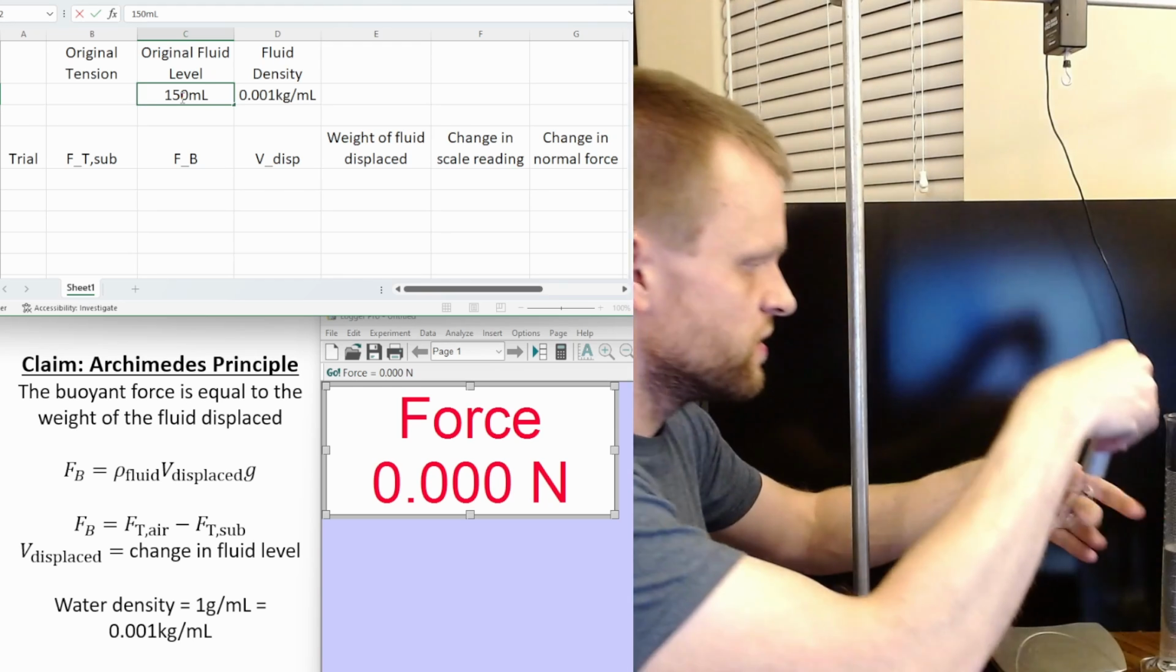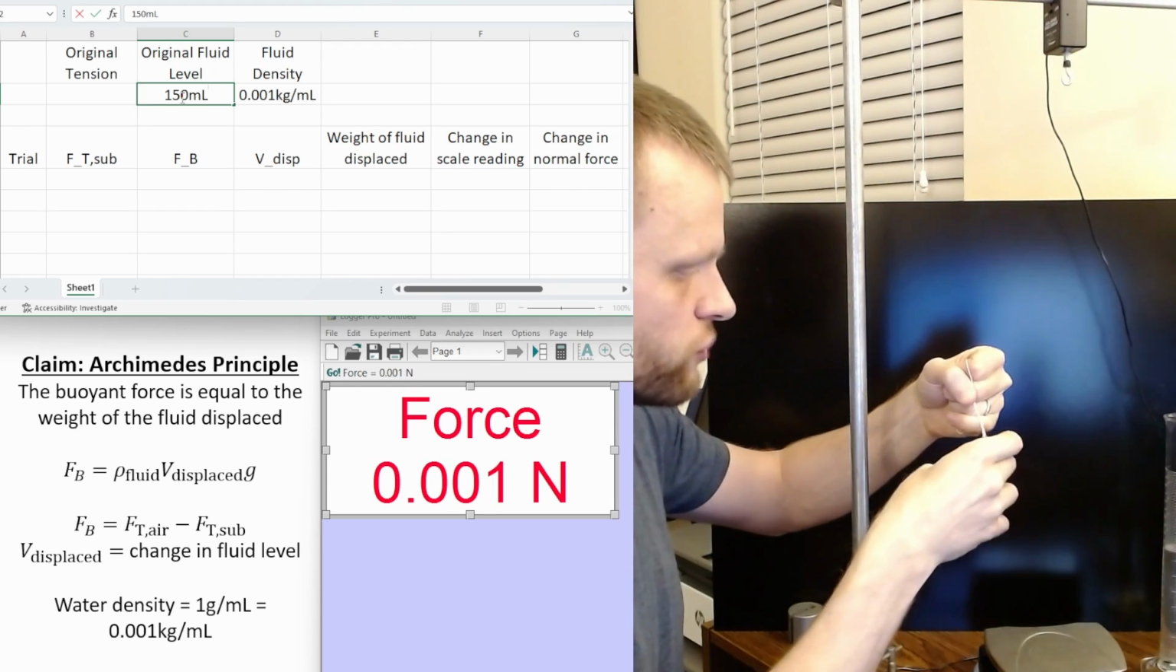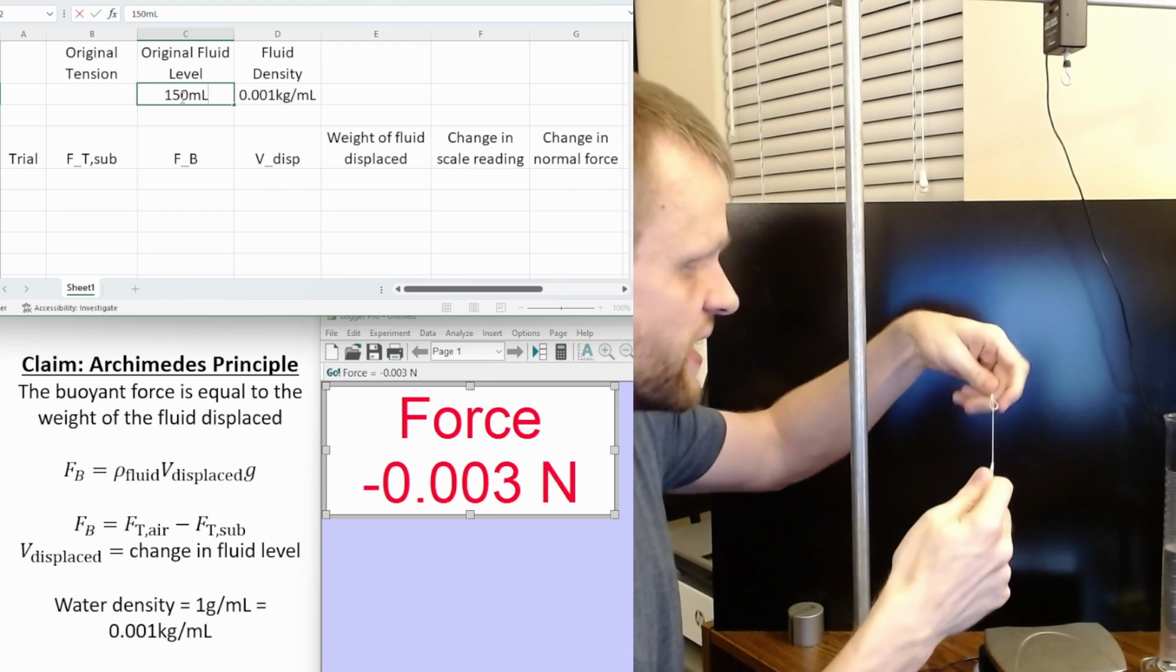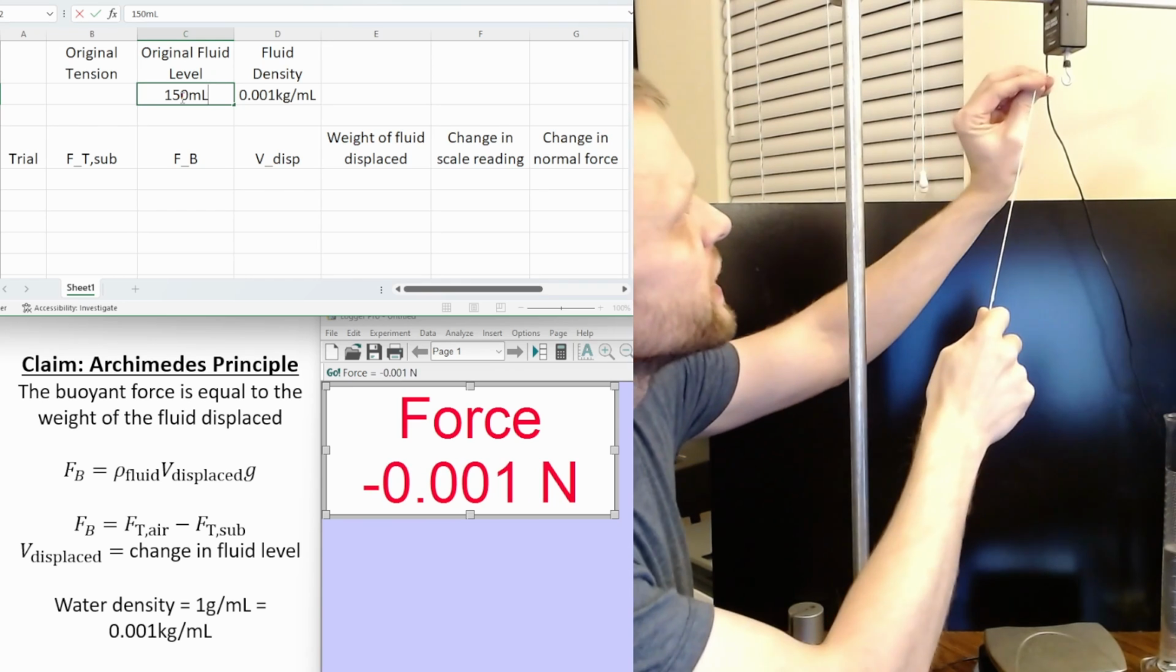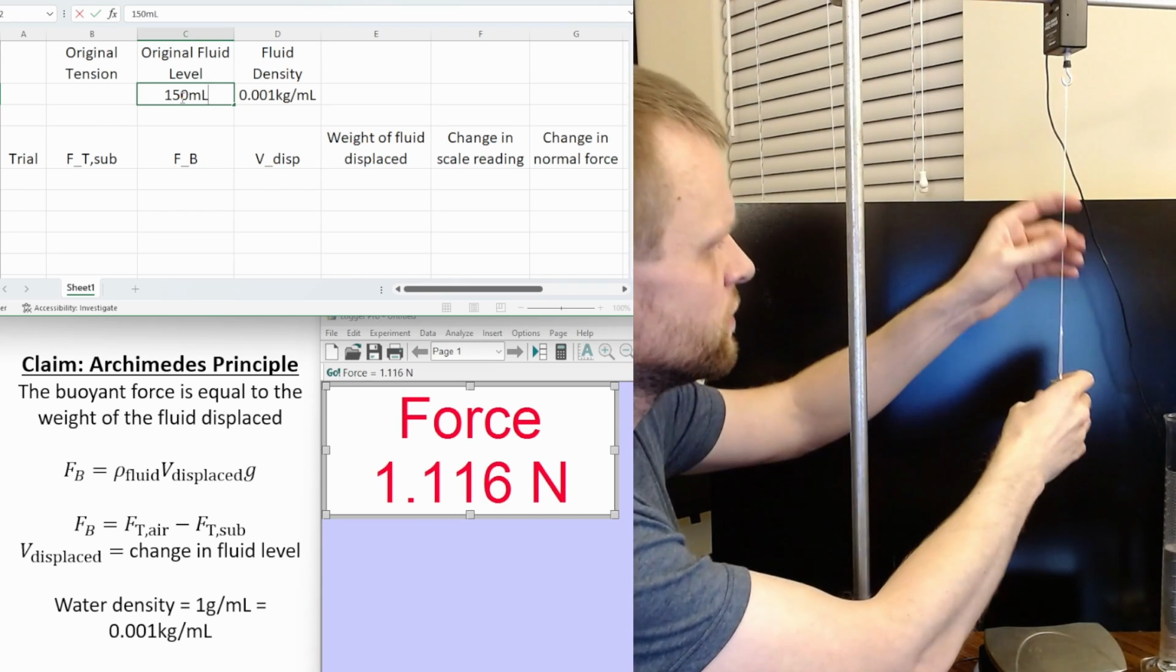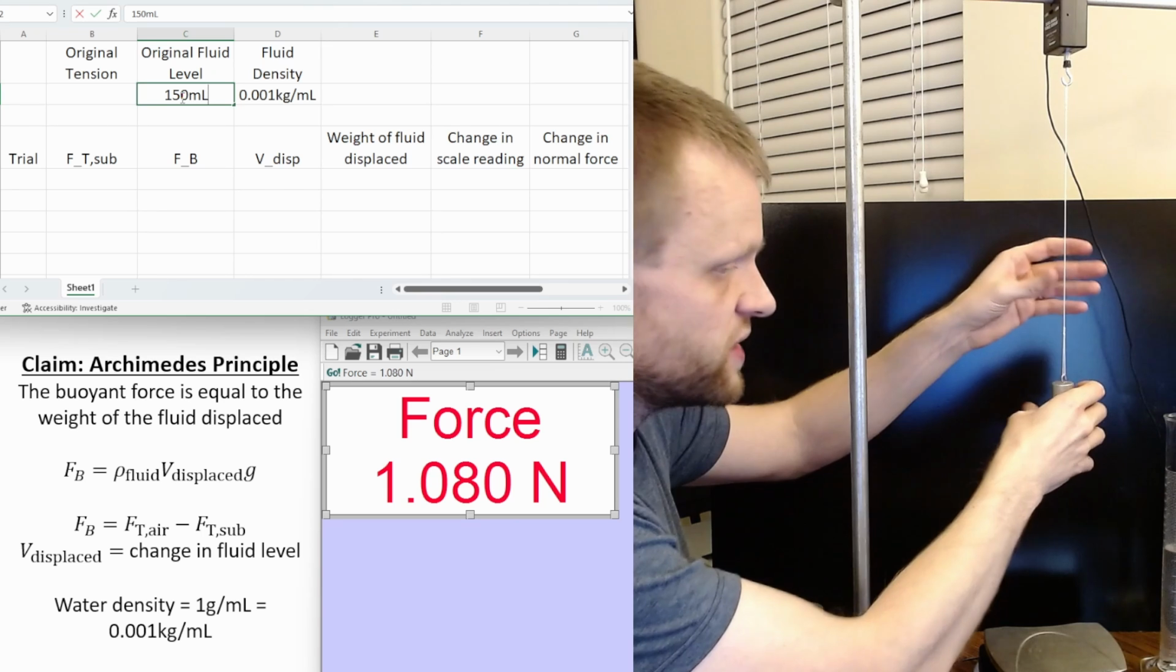And let's get the tension in this string when this is just hanging in air. So I have this object just hanging from that force sensor in air.